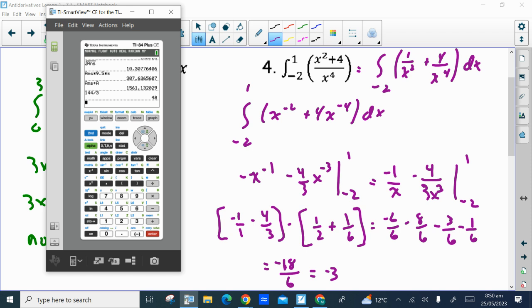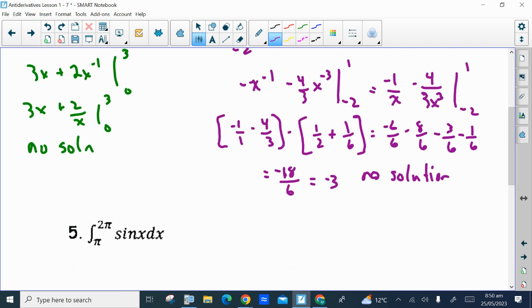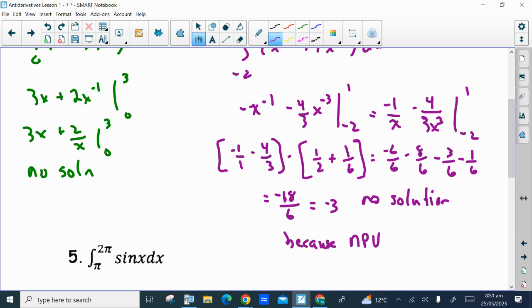So in reality, even though we do all the work and we get an answer, there is no solution. There is no solution, and the reason is because 0 is a non-permissible value. How do you know? Well, because the antiderivative has denominators of x. And so when you have a denominator of x, 0 is a non-permissible value.